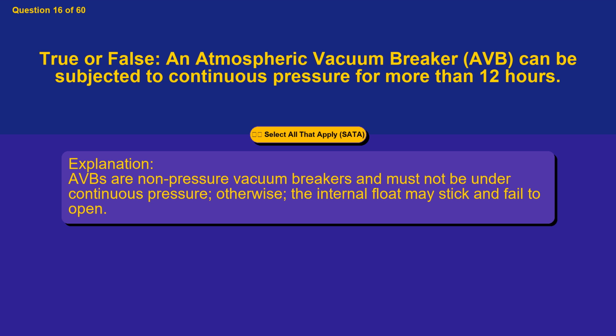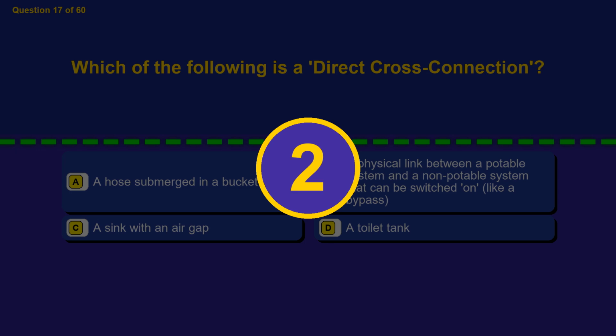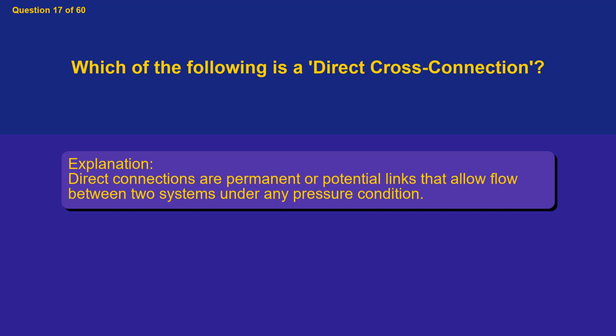Question 17. Which of the following is a direct cross-connection? Option A, a hose submerged in a bucket. Option B, a physical link between a potable system and a non-potable system that can be switched on like a bypass. Option C, a sink with an air gap. Option D, a toilet tank. The correct answer is option B, a physical link between a potable system and a non-potable system that can be switched on like a bypass. Direct connections are permanent or potential links that allow flow between two systems under any pressure condition.